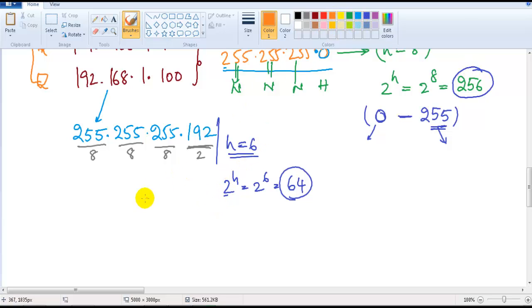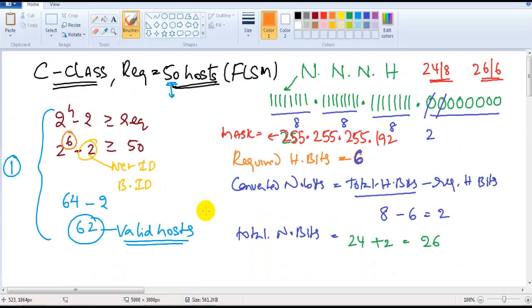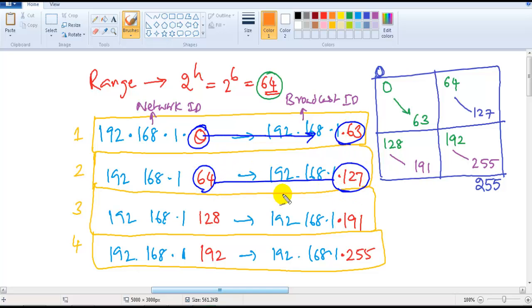According to 64, what is the range? The range from 0 to 63 is one network, 64 to 127 is another network, 128 to 191, and 192 to 255. I hope you remember. If you don't, let me go back to the first example we did, the requirement of 50 hosts in the first video, and this is the range. 0 to 63 is one network, and 64 to 127 is another network, right? That's what we did in the first example.